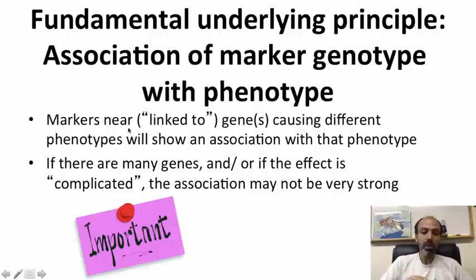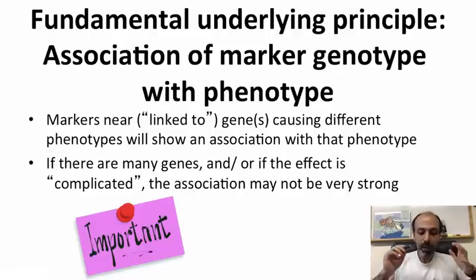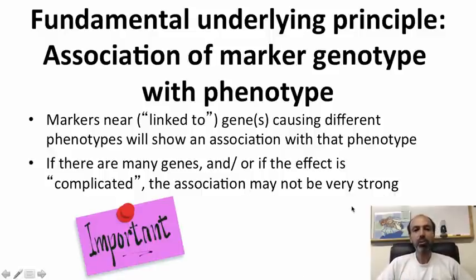And the reason for this is that markers that are near or linked to the genes causing different phenotypes should show some association with the phenotype. And I'll show you what I mean by this in just a moment. Now, if there are many genes, or if the effect is complicated, the association may not be very strong. So this isn't going to be as precise and as clear-cut as it was before, where we could say, oh, it's 1 centimorgan or 1% recombination away from this. This is going to be far less precise. But it's nonetheless possible to localize the location of these QTLs and therefore the genes affecting traits.